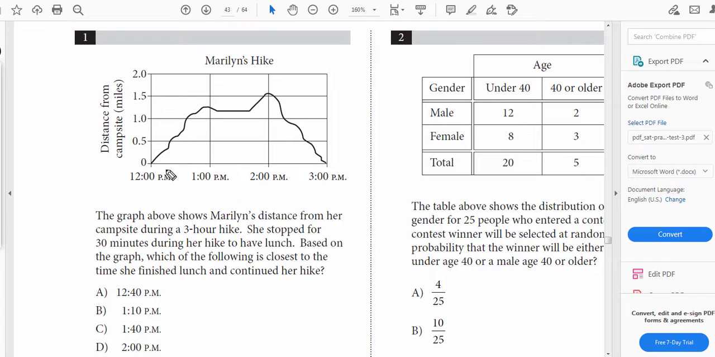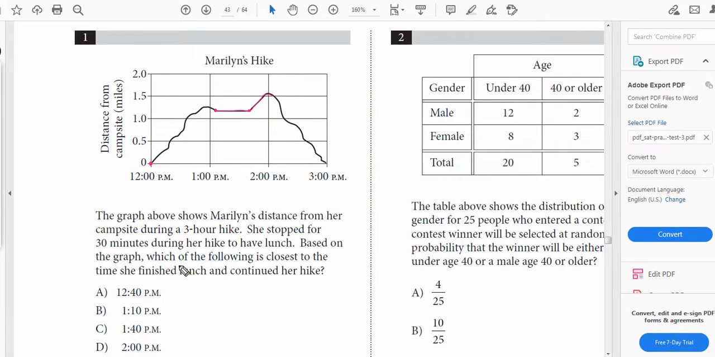Alright, so she started hiking at 12 p.m. Up till 1 p.m. and some minutes she was hiking, and now from here to here you can see a straight line. So in this time she was not hiking, and after this time she again began to hike, and you can see the change in the distance.